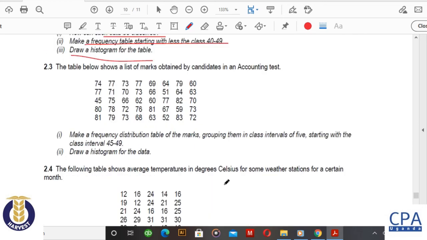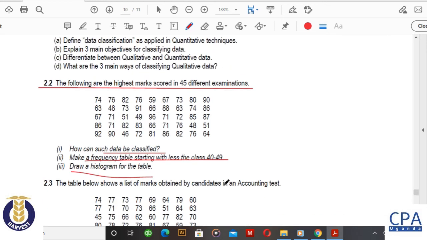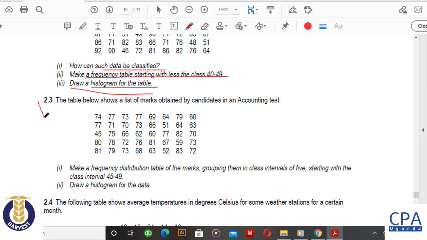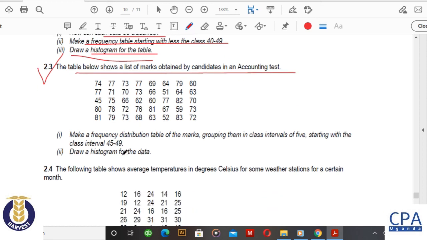So what I want you to do is to try out, because we have already done 2.2, we have drawn the frequency distribution table. So I want you to draw for me the histogram for question 2.2, and then for question 2.3 I want you to do everything. Get for me the frequency distribution table, then you get for me the histogram for that data.